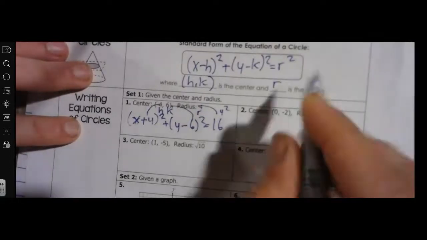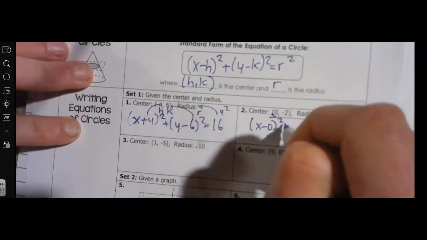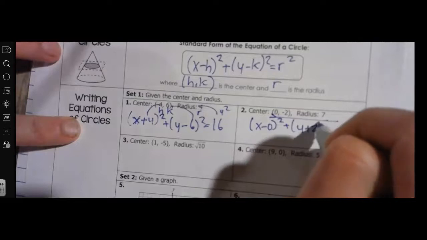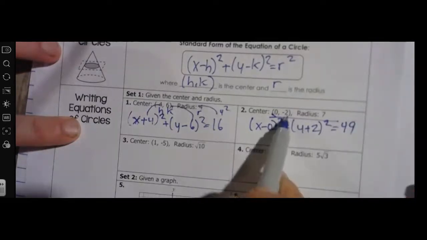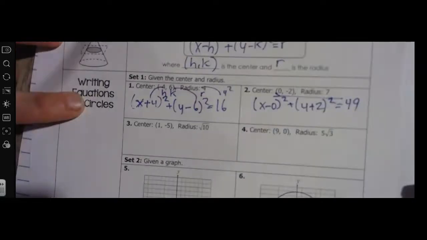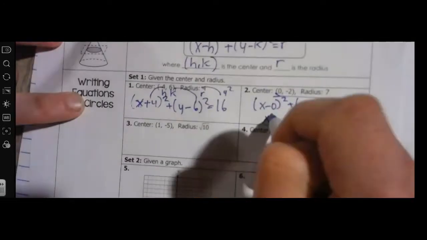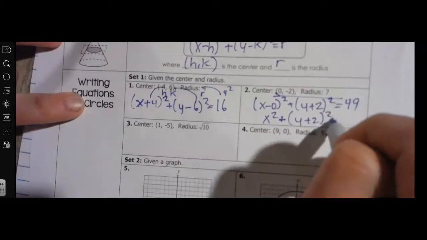Alright, so for number 2, with this information, you're going to have (x minus 0) squared plus (y plus 2) squared equals 49. Be careful, remember y minus negative 2 equals y plus 2, and then equals 49. So, can we do anything more with that? Yeah, I guess we could just write that as x squared plus (y plus 2) squared equals 49.